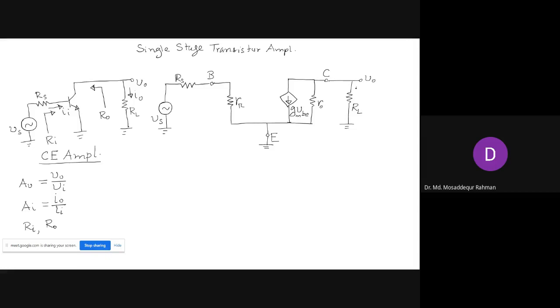Now, the output current flowing through the RL is denoted by I naught. At the input side, we have the input current Ii going into the base. The resistance looking into the base is our input resistance Ri. The resistance looking from the output side is our output resistance Ro.